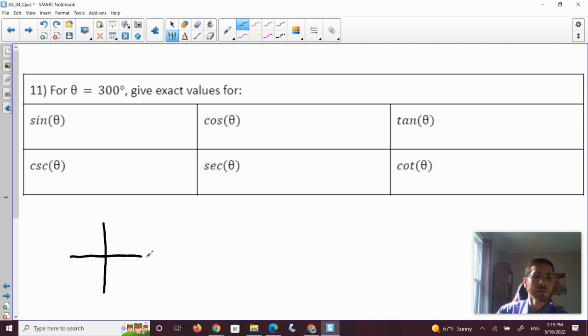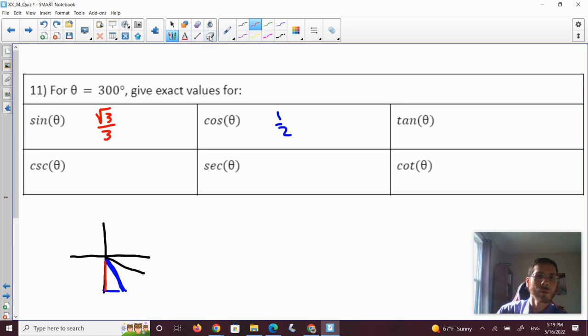If we draw it out, we know that this would be 330. We're going backwards 30. This would be 300. So this is the line that we care about. Cosine seems like it's going to be the easiest one, so I'm going to start with cosine because cosine is the x. In the x direction, that's the small part, so that's going to be 1/2. In the y direction, that's going to be the square root of 3.